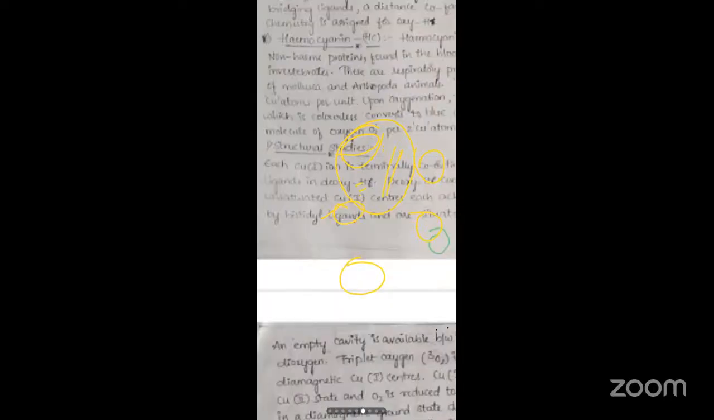Then the next one is hemocyanin. What is that? Hemocyanin is also one type of pigment. That is also an oxygen carrier. Hemocyanin is also an oxygen carrier. That is a pigment.